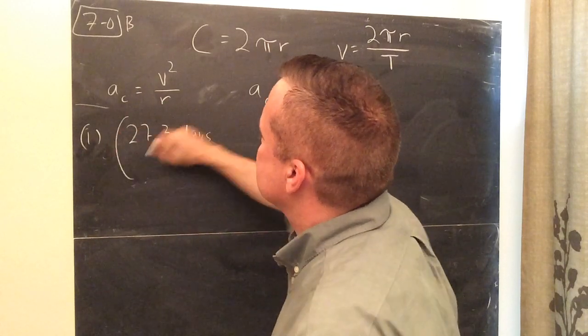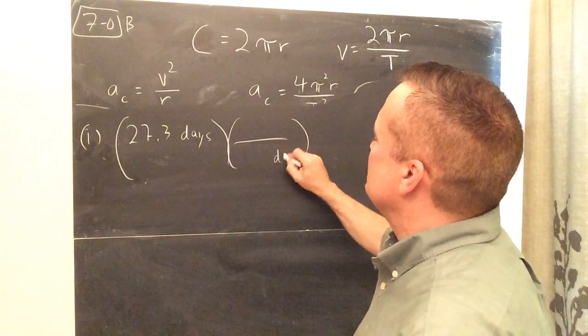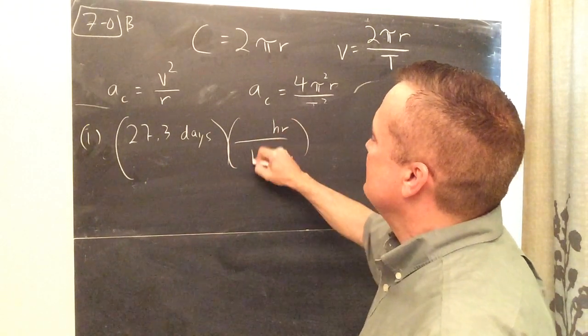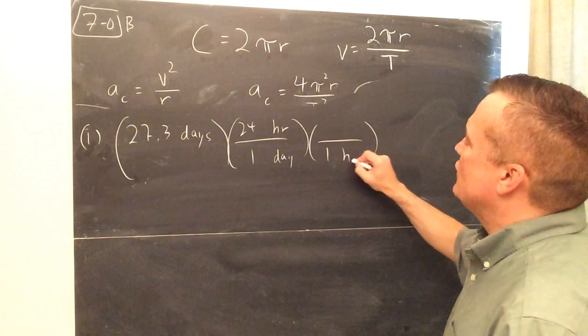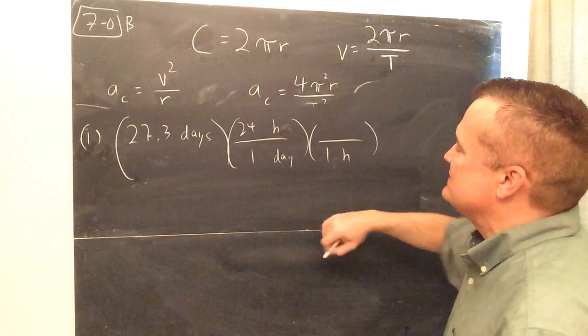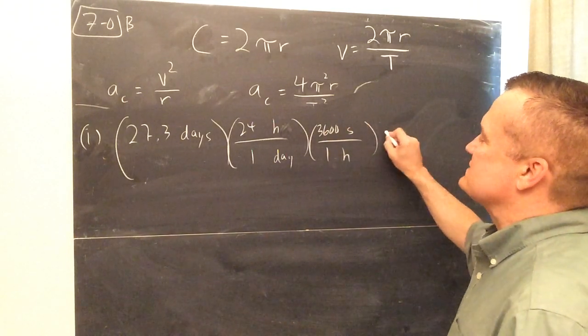I want to change that into seconds. So from days, I'll go to hours. 1 day is 24 hours. And 1 hour, you should know this anyway. Well, hour is actually H, not HR. 3,600 seconds. Very good for physics students to know that.